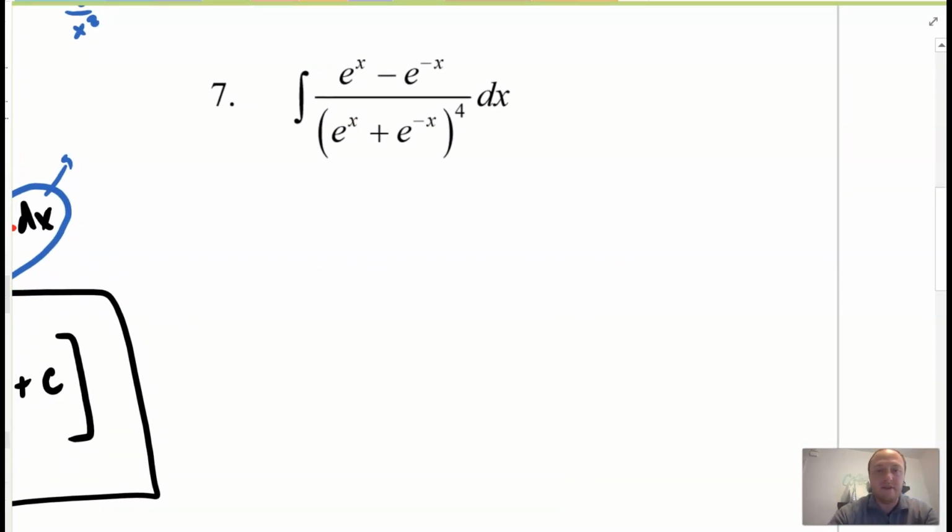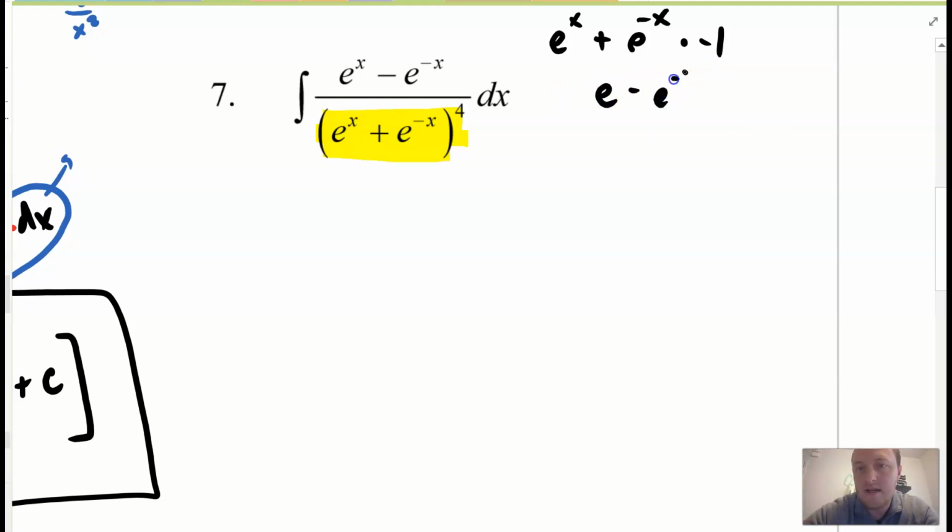All right, on number 7, notice this is pretty nasty looking, but what you should see is the power function. So, make a note, right? I have this raised to a power. So generally for the inside, I want to see what's the derivative of this inside? Well, the derivative of the inside is e to the x, right? Derivative of e to the x is e to the x. And then the derivative of this is e to the power of -x, times the derivative of my exponent, which is a -1. So this becomes e minus e to the power of -x.